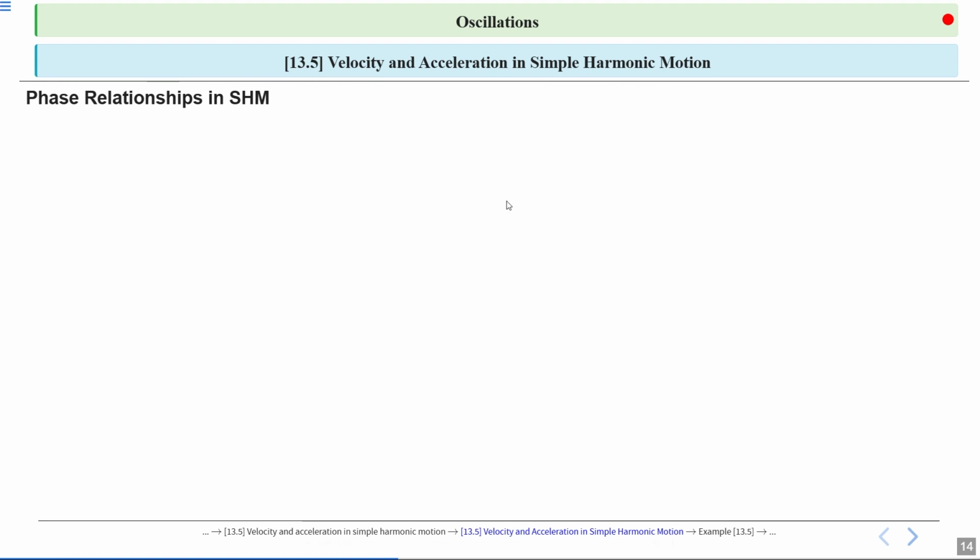Phase relationship in SHM. Phase relationships help us understand how displacement, velocity and acceleration change over time for an oscillating object. So let's set the phase constant phi to 0. This means we are starting our measurement from the point where the object is at the maximum displacement. We will now write out the equations for displacement, velocity and acceleration as a function of time.